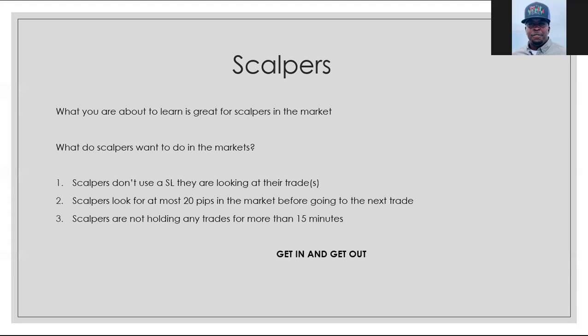Scalpers look for at most 20 pips in the market before going to the next trade. Ten pips, 5 pips, they're getting in and out of the market. So scalpers are not holding any trades for more than 15 minutes. After 15 minutes, they're looking to exit that trade and get into the next trade. They want to get in and out as fast as they can, and this indicator is great for scalpers.